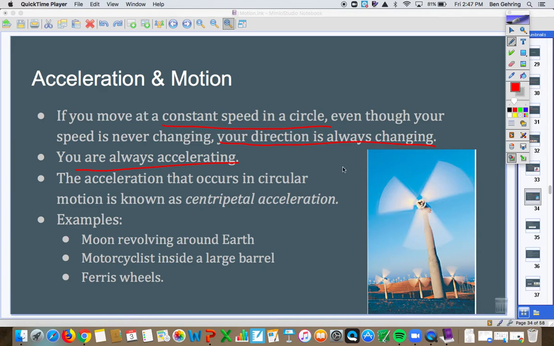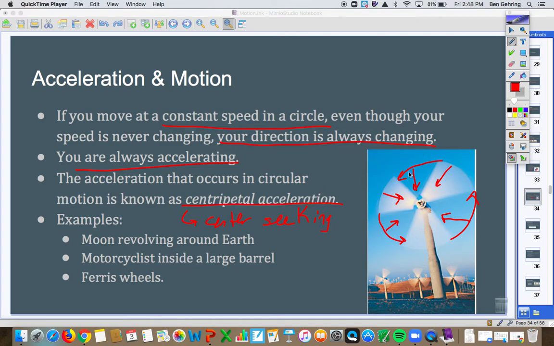Acceleration that occurs in circular motion is called centripetal acceleration. So remember, with centripetal motion, we've talked about it. But centripetal means center seeking. So what's happening to these blades is they're moving in a circle here. They're continuing to go in the same circle all the way around, but they're actually accelerating towards the middle. This blade is trying to go towards the middle, but because it's got a velocity going horizontally, it's going to go in this circular motion. So this is center seeking or centripetal acceleration.